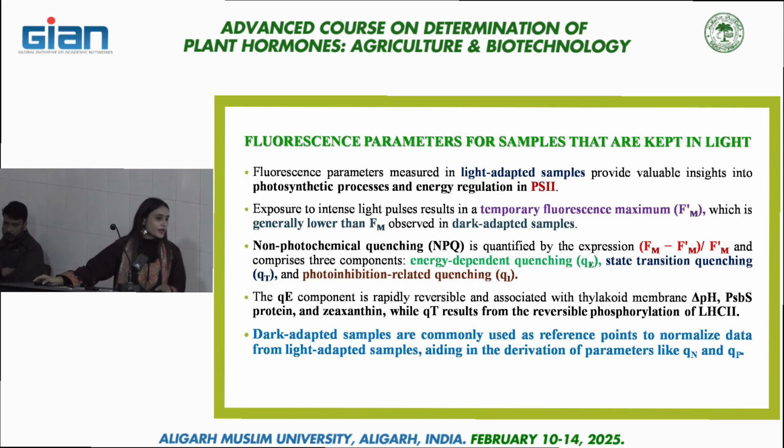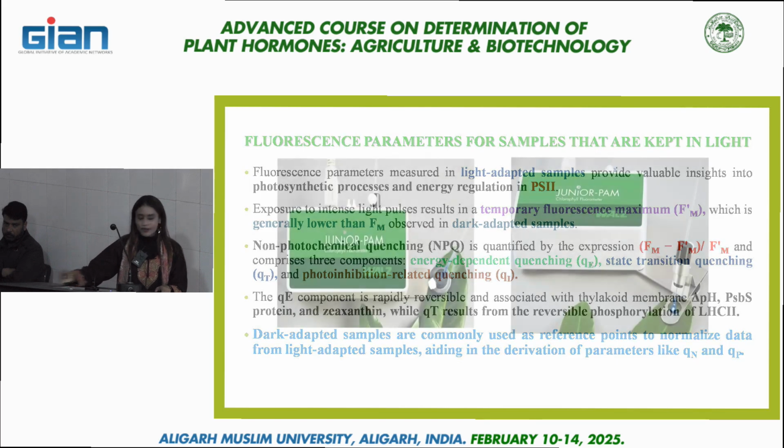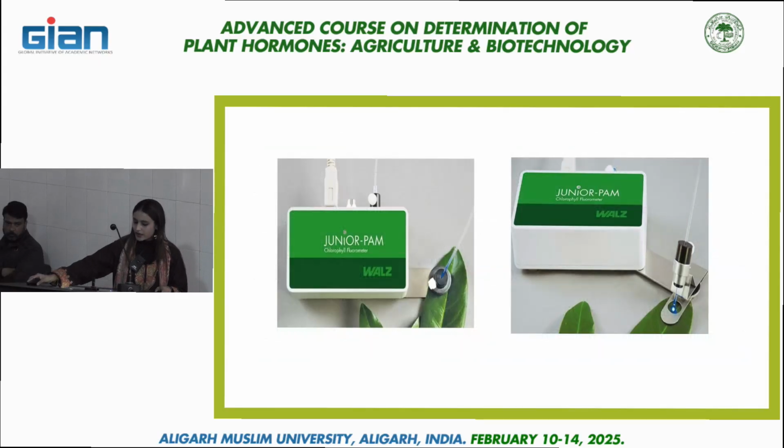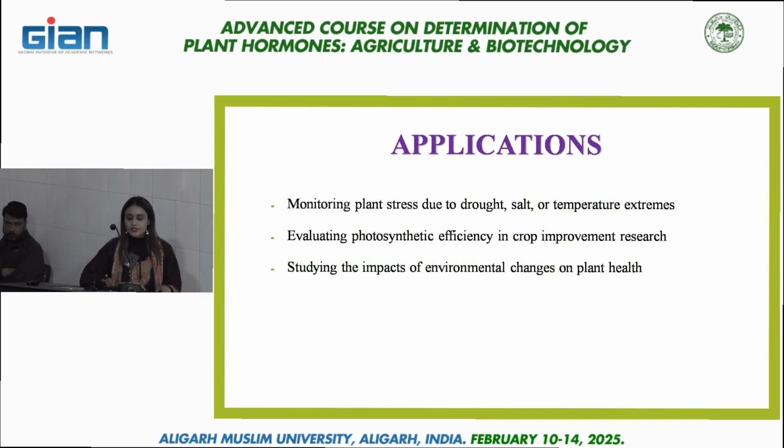So this is the Junior PAM. As you can see here, we are going to demonstrate it in detail. So what are its applications? Basically, Junior PAM is used to monitor whether a plant is in stress, that is drought, salt or temperature extremes. What photosynthetic changes can we measure by using this Junior PAM, and how can we use this in our crop improvement research and in studying the impact of environmental changes on plant health.